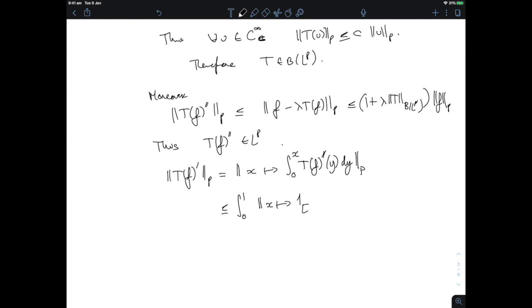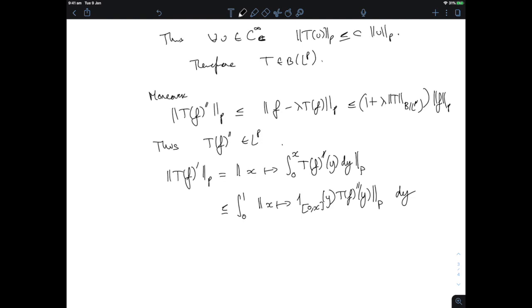interval 0x of y times Tf second of y, right? Tf second understood as an element of L2. That's the Lp norm of that, and then you do that dy.